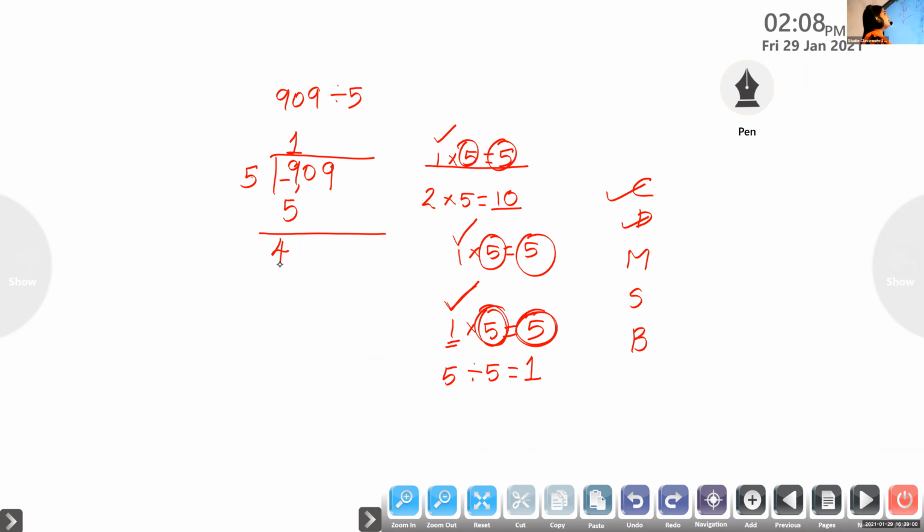What do you have to do next? Subtraction is over, just now. After subtraction, D, M, S, B. B for what? My dear, B for bring down. You have to bring down the next digit. What is the next digit? After 4, what is written? 0. Now you have to divide 40 divided by 5.